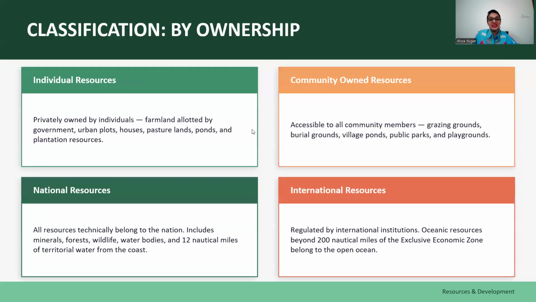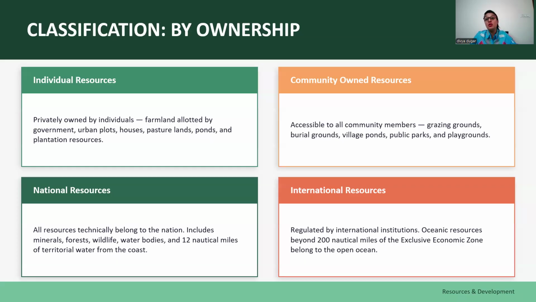Next is classification on the basis of ownership. Children, there are four different kinds of resources under the category of ownership. First is individual resources. Individual resources mean privately owned. Suppose someone owns a farm, a plot, or a house. All these resources which are owned individually, or privately, are individual resources, like a house, own plot, own farmland.